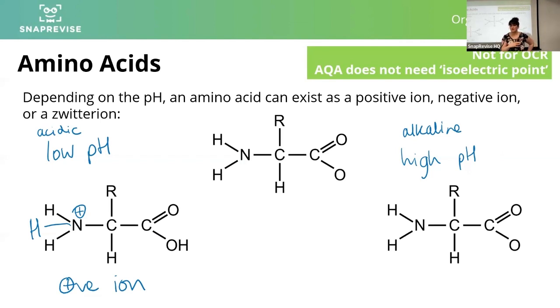So anything that can try to address the balance and donate H pluses to the solution will, which is why we end up with a carboxylate ion. Anything that can be deprotonated will be deprotonated, so nothing will be protonated in a very high pH.